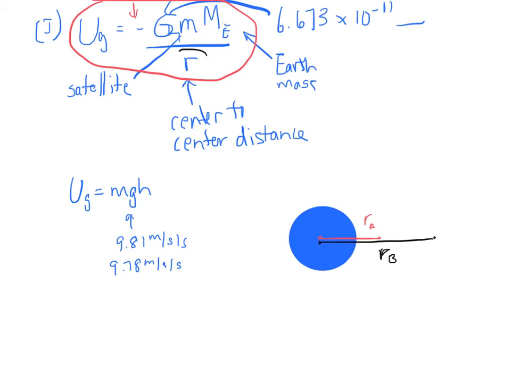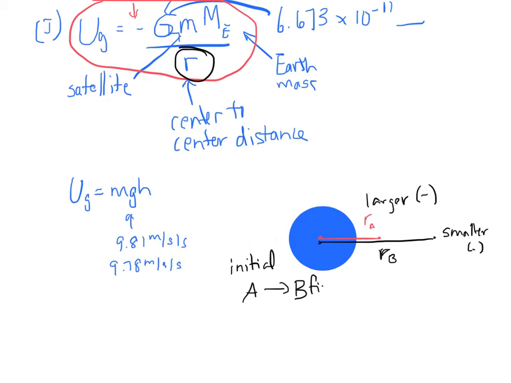Okay, notice that the R is in the denominator of this equation right here. So the further I get away, the smaller the negative number is. So this is a smaller negative number further away, and this is a larger negative number closer. Okay, so let's say I go from A to B. So this is initial, and this is final right here. B is the final. So when you talk about delta UG, it would be the amount I have at B minus the amount of energy I had at A.